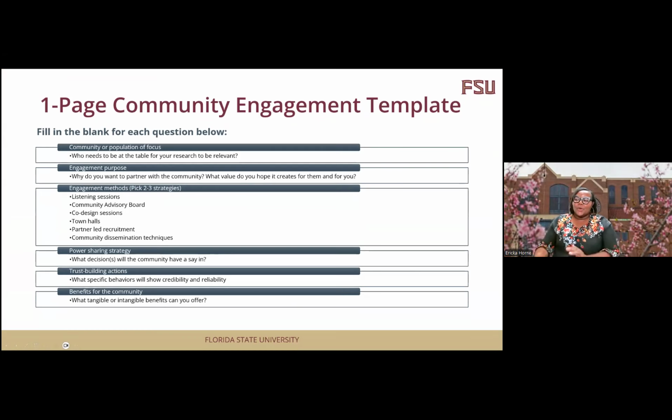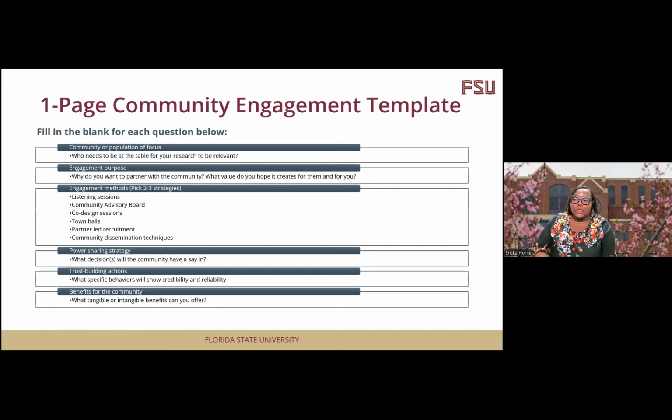All right. So this first plan is basically a one-page community engagement template. I can send it as a worksheet. What you would do is fill in the question to these 6 boxes on it. So I can give you a few minutes to do that right now. I'm going to give you maybe 3 to 4 minutes.